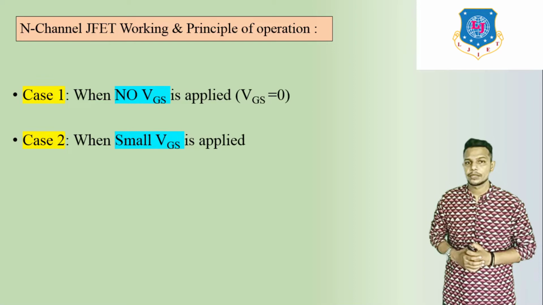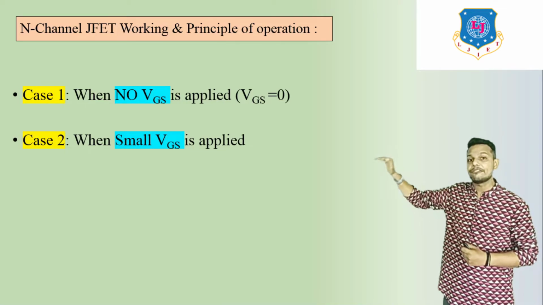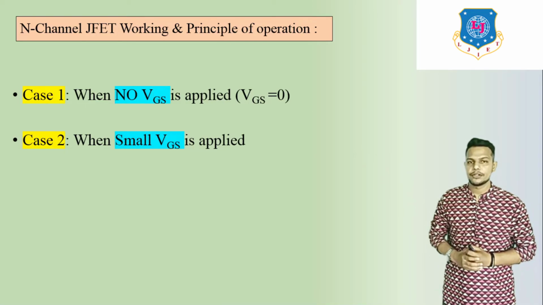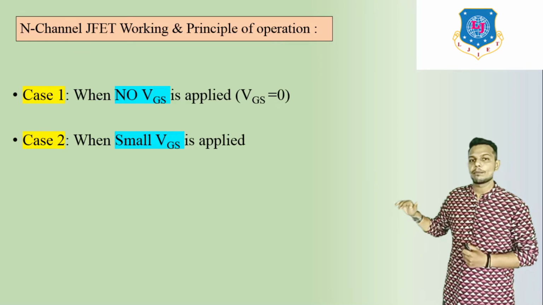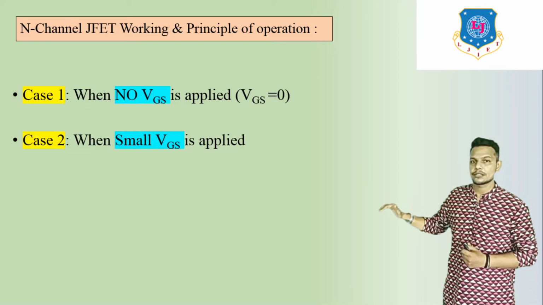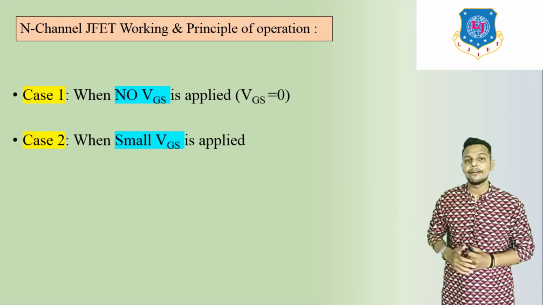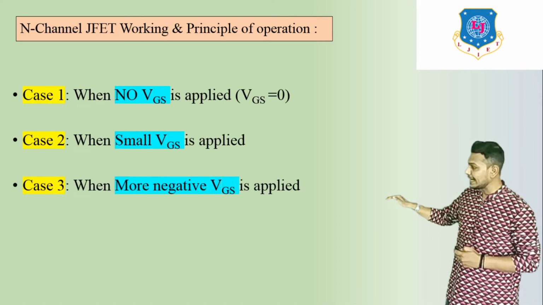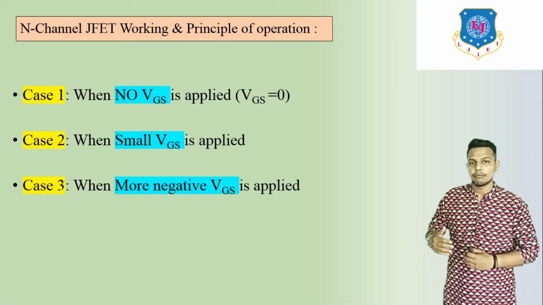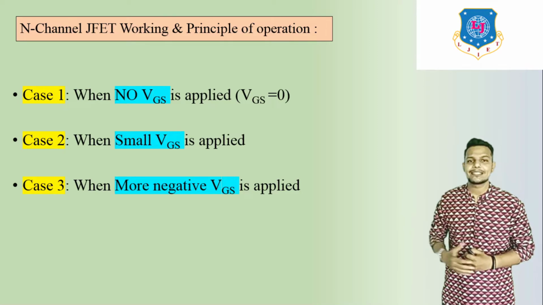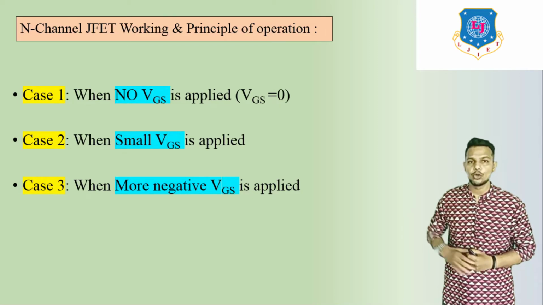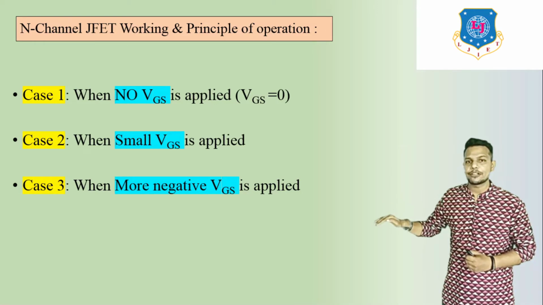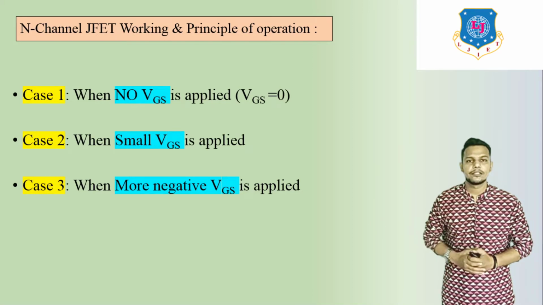Case number two, a small negative VGS is applied. Remember, here we have to apply negative VGS because it should be in reverse bias, and then the depletion region increases in that particular construction. And last, case number three, more negative VGS is applied. We have to conclude these three different cases in this theory.